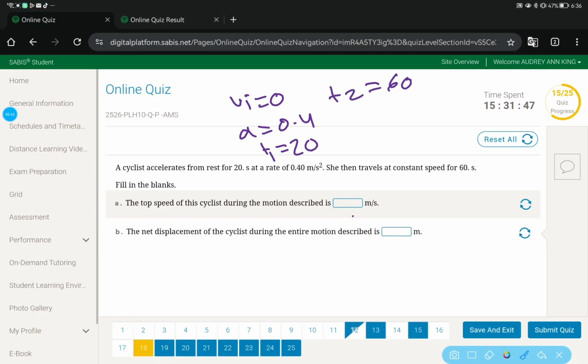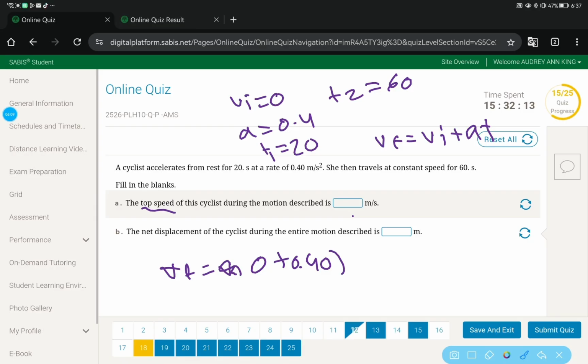So to find the top speed of the cyclist, we can use the formula which does not have displacement. So V final equals V initial plus acceleration times time. After replacing, V equals 0 plus 0.40 times 20, you should get 8 meters per second.